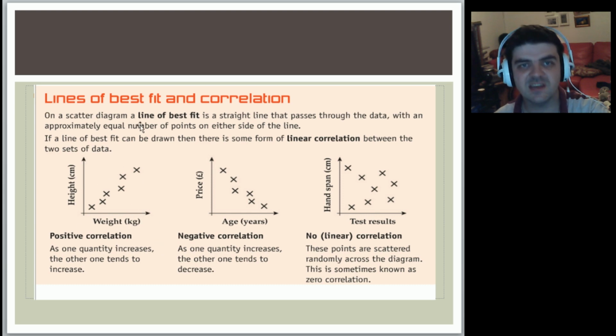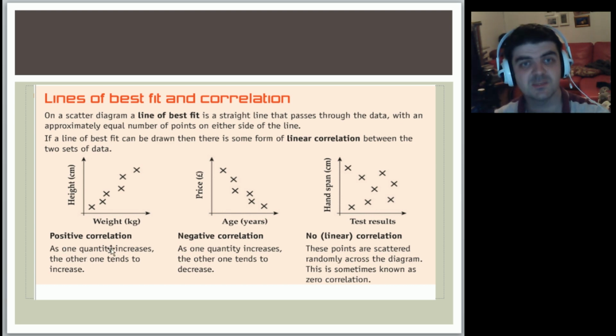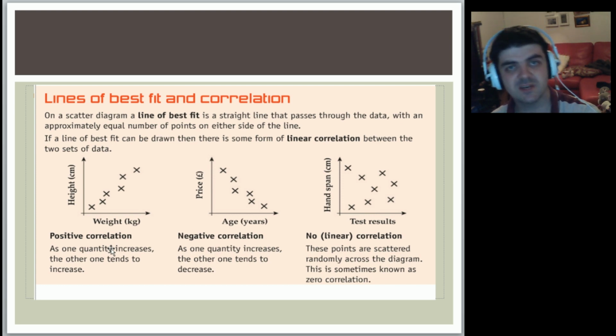So it says on a scatter diagram, a line of best fit is a straight line that passes through the data with an approximately equal number of points on either side of the line. If a line of best fit can be drawn, then we can form some sort of linear correlation between the two sets of data. So if it slopes up to the right, we call that a positive correlation. As one quantity increases, the other one tends to increase. So as the maths mark gets bigger, the science mark gets bigger, or as people's height increases, their weight generally increases. The taller people are, the heavier they are.